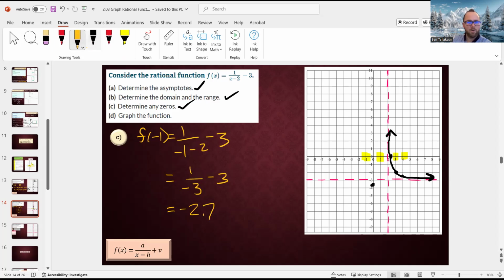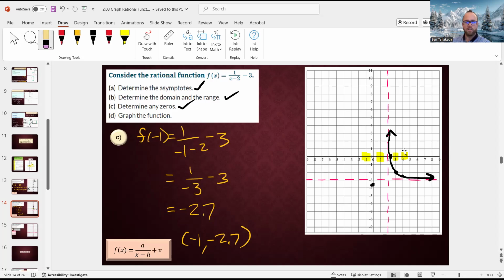So we're looking for the point negative 1, negative 2.7. Does that fit what we're looking for? Negative 1. No, I did that incorrectly. That breaks our asymptote there. So, oh, negative 1, negative 2.7. No, that still doesn't fit it. So something went wrong. Let's see what it was.